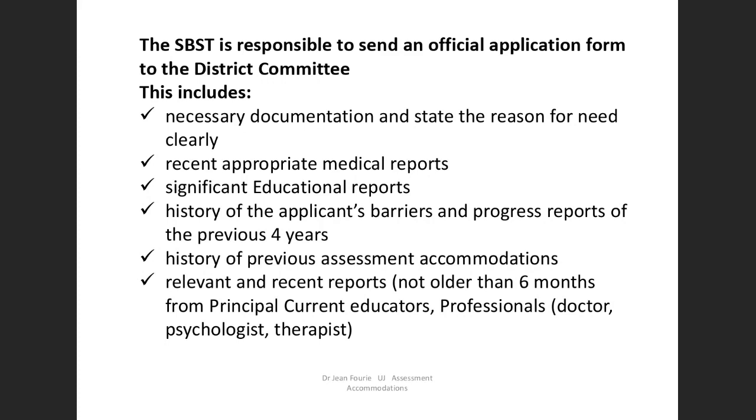So all the reports must be recent, not older than 6 months, and there are a variety of people that can have input into the reports that are added to the application.